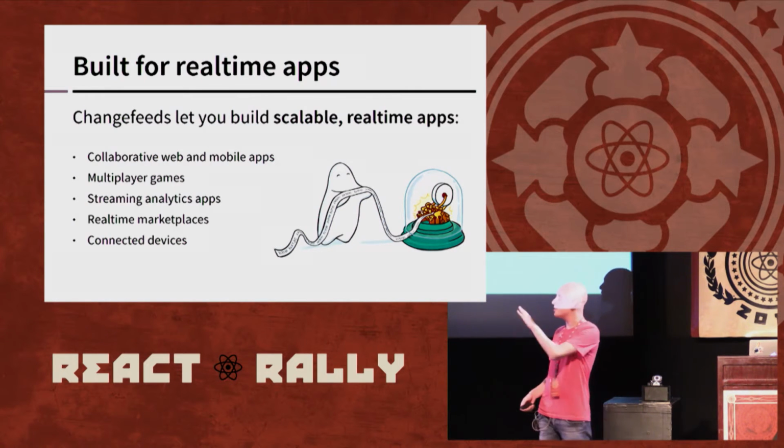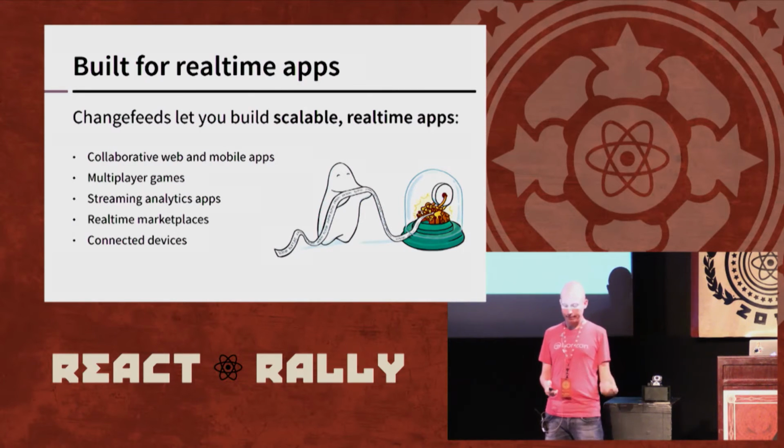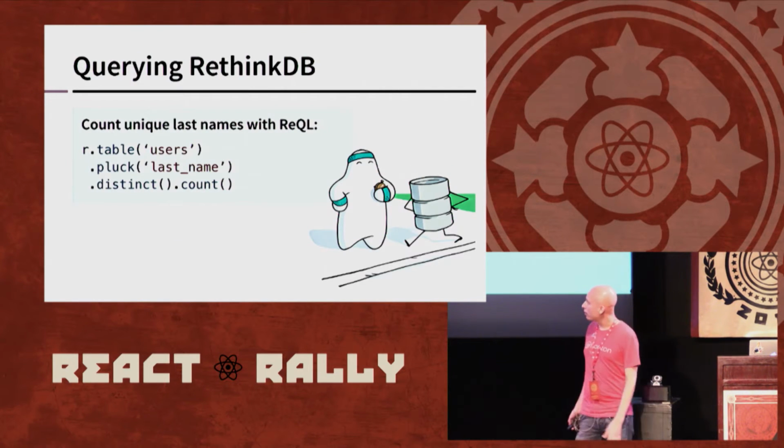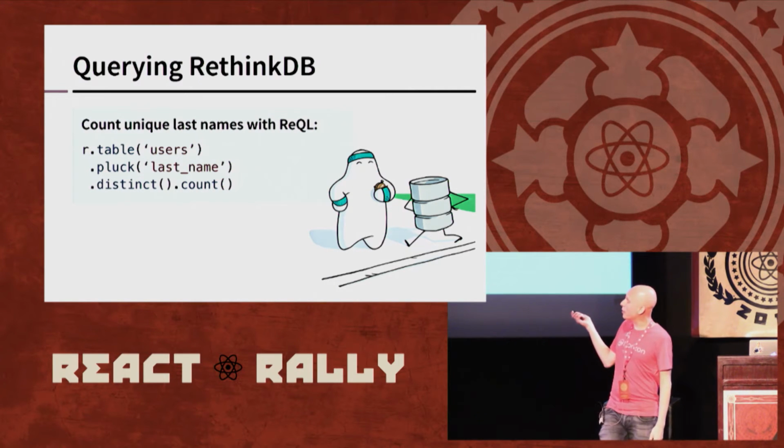The key difference is that with this kind of system, you don't just subscribe to updates on the data, you subscribe to updates on the meaning of the data. So just very quickly, I'm going to power through this because we need this information to show you some cool stuff. Querying RethinkDB looks very simple.